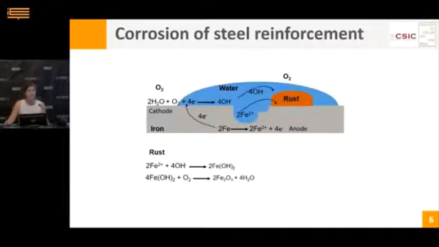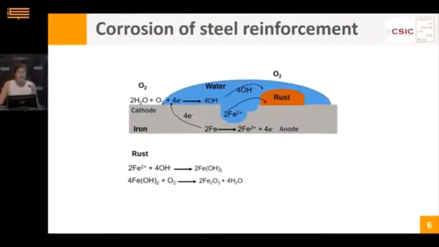The corrosion of the steel occurs by an electrochemical action, where metals of different nature are in electrical contact in the presence of water and oxygen. In this case, the iron is dissolved and we obtain positively charged iron ions, and they pass to the liquid.